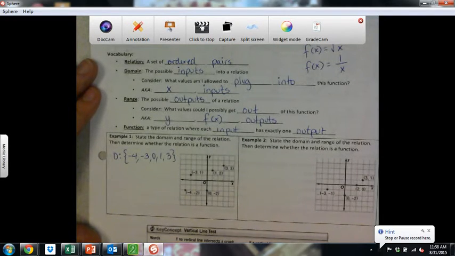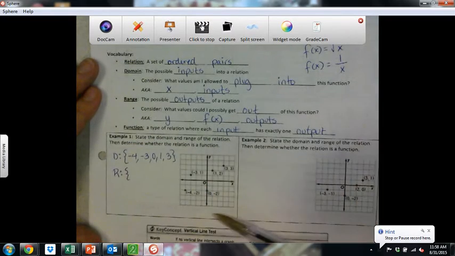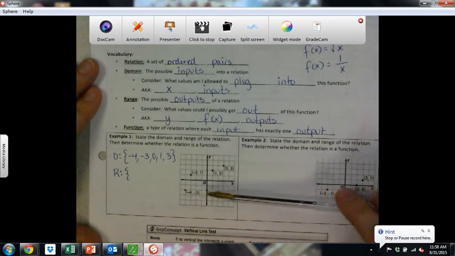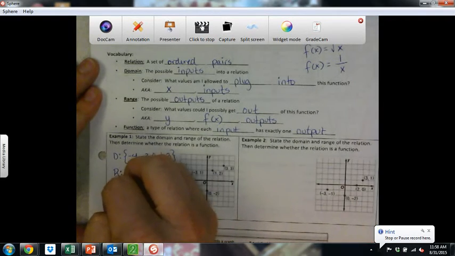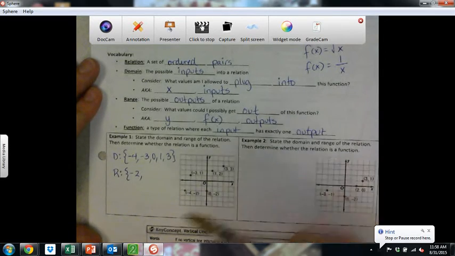If a value happens more than once, I would still only record it in the domain or the range one time. Then if I go down here to the range, my possible outputs, things that I could get out, if I go from the bottom up, the -2 happens twice here, but I'm only going to record it once. And then I've got 1, 2, and 3.